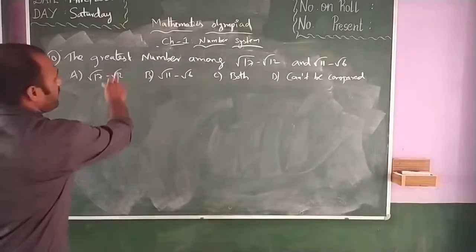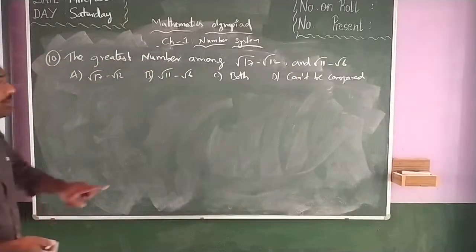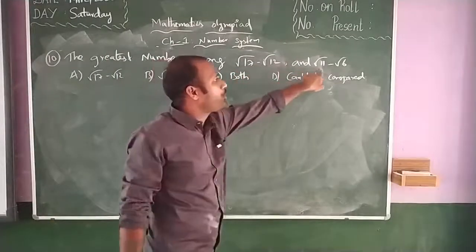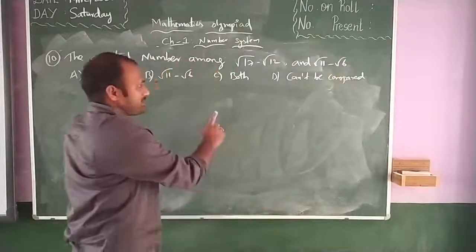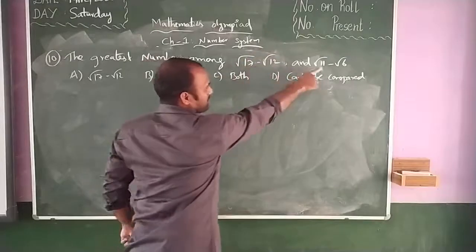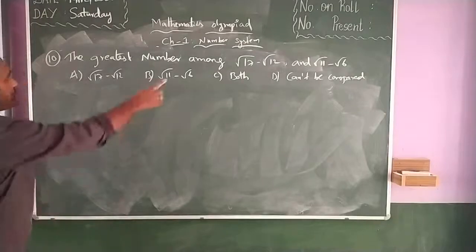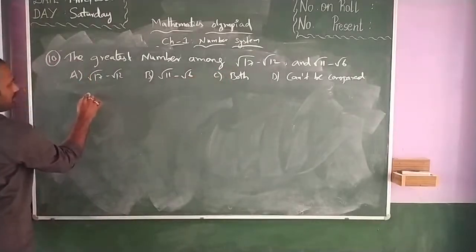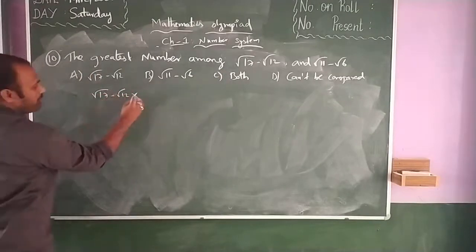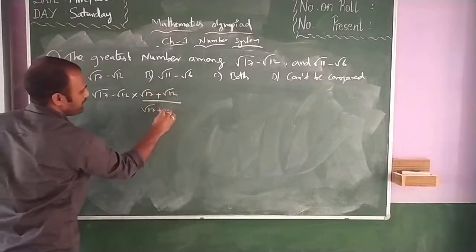Next, the 10th question: the greatest number among these two numbers given. If the same question, root 17 plus root 12 and root 11 plus root 6, had a plus sign, then we could blindly say which is the greatest number. But since it is minus, subtraction is there, so we cannot tell which is greater among these two. For that reason, let us first do rationalizing. Root 17 minus root 12 into the rationalizing factor, which will be plus: root 17 plus root 12 divided by root 17 plus root 12.